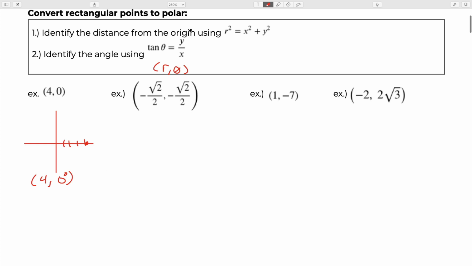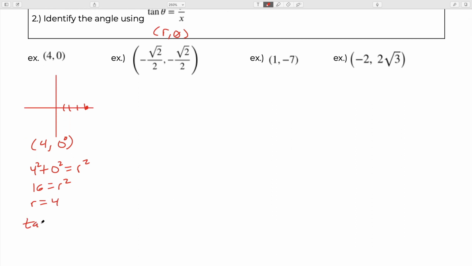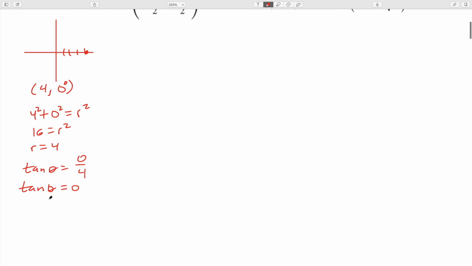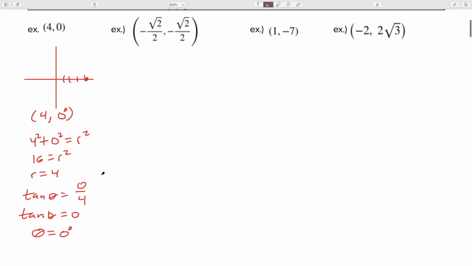Now, if we wanted to use the formulas here, you could say 4 squared plus 0 squared equals r squared. And what you'd get is 16 equals r squared, so therefore r equals 4. Then we could do the same thing with the tangent of theta. The tangent of theta is equal to 0 over 4, so the tangent of theta is equal to 0. And when you take the tangent inverse of 0, you would obviously get 0 degrees. So theta would equal 0 degrees.